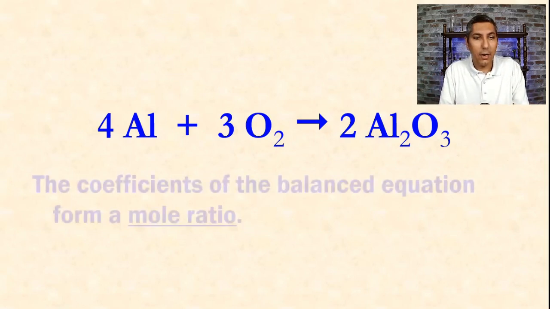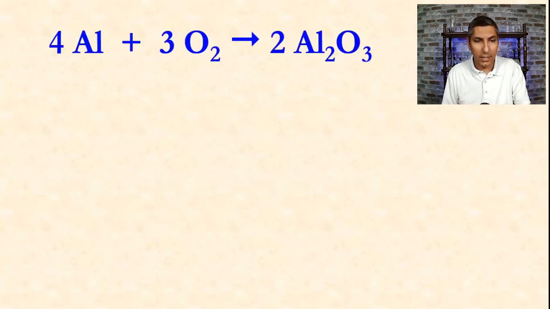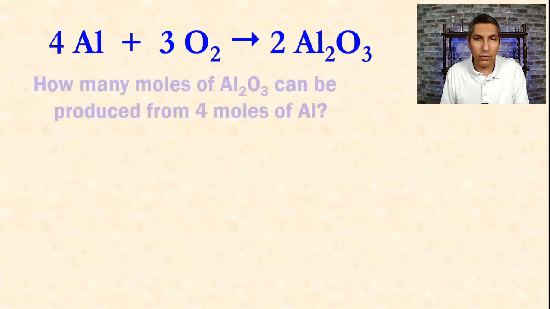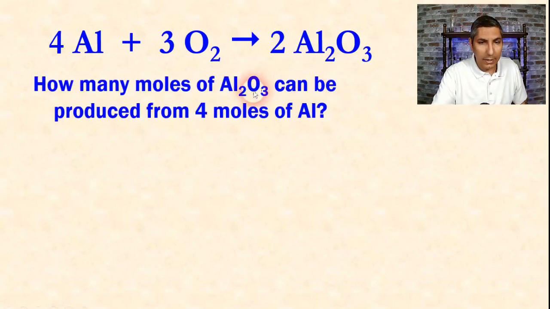And so we say that the coefficients of any balanced equation in chemistry are going to form a mole ratio. And so we can use those numbers in the mole ratio to make calculations based on quantities. So let's take this very same equation here and let's answer this question. How many moles of aluminum oxide can be produced from 4 moles of aluminum?